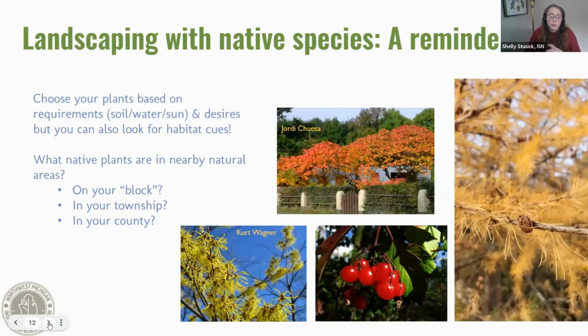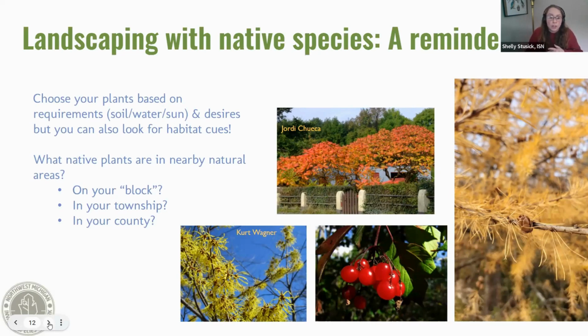And so you have a ton of folks here that are going to speak in a minute about helping you choose, and educating about the soil, water, and sun requirements of these plants and what you want. But I would also encourage you to look for habitat clues once you figure out what can grow in your space. Think about what you want to grow in your space.